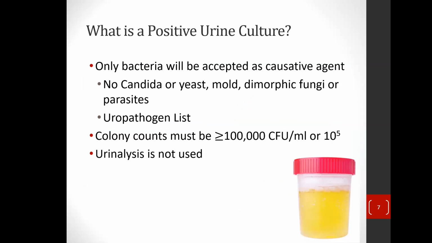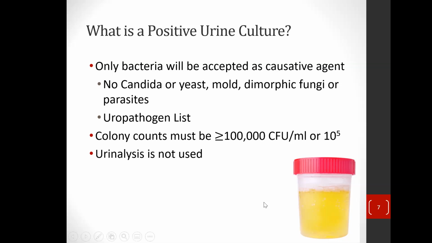So remember, the third must-have we have to have is a positive urine culture. What is a positive urine culture to be used as part of the surveillance definition? It has to be only bacteria as the causative agent. So it can't be yeast, or another word for yeast is candida. Can't be mold, it can't be parasites, it can't be anything else in that urine other than a bacteria. An important point is it has to be on the uropathogen list, and we're going to look at that shortly. And it has to be enough of the bacteria for it to be of an amount that is significant, that would be called an infection.